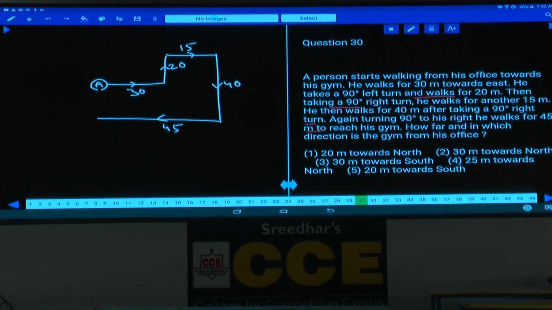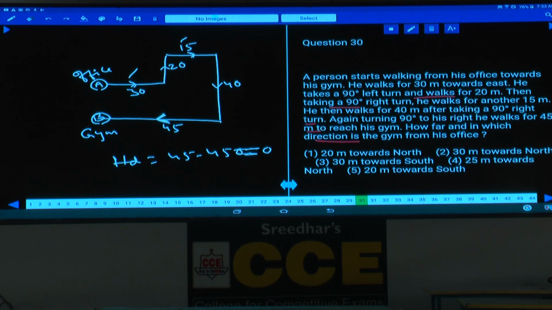Now A is the starting point, and that is his office, and B is the gym. Then tell me how far and in which direction is the gym from the office? Tell me what is the answer here. If you check the horizontal distance, one is 45, and the remaining two are 30 and 15. Now this 30 and 15 is towards east. Now this 45 is towards west. These two are opposite directions, and the horizontal distance becomes 45 minus 45, that is 0.